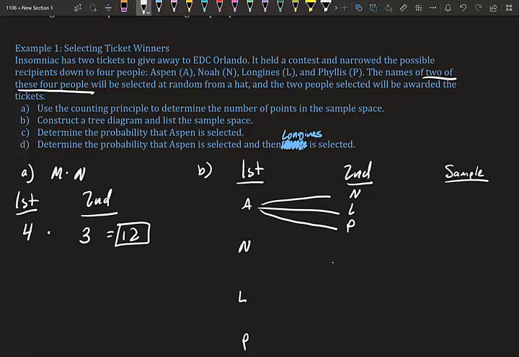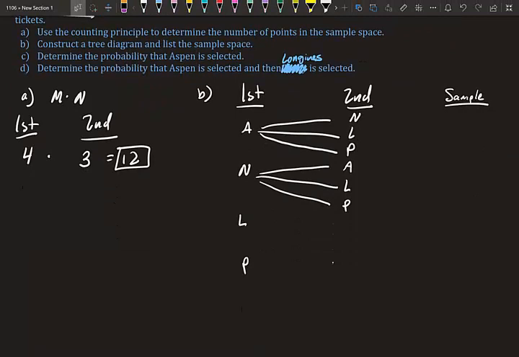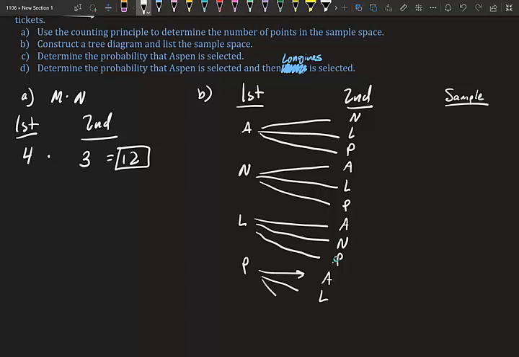If Noah is picked, then Aspen is left, Longinus is left, and Phyllis is left. If Longinus is picked, then you can pick Aspen, Noah, or Phyllis. If Phyllis is picked, then Aspen can be picked, Longinus can be picked, or Noah can be picked. I know I did that out of order, but that's okay. So these are all our possible outcomes.